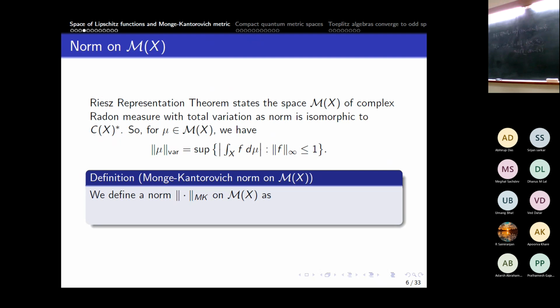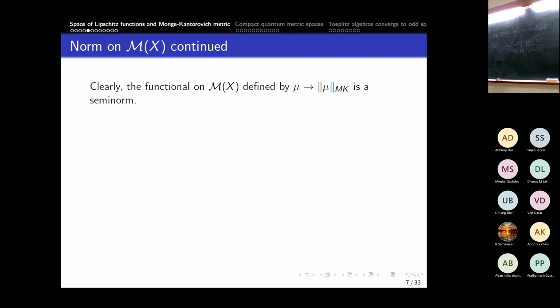So let's define a new norm, which is called the Monge-Kantorovich norm. It is the same definition, but instead of taking the unit ball in the infinity norm, we are taking the unit ball in the Lipschitz norm. So we are varying f over the functions which have Lipschitz norm less than or equal to 1. As I wrote, it's a norm, but let's see why it is a norm. It's clear it's a functional which is a semi-norm. The only thing we need to prove is that if the Monge-Kantorovich norm is 0, then μ should be 0.